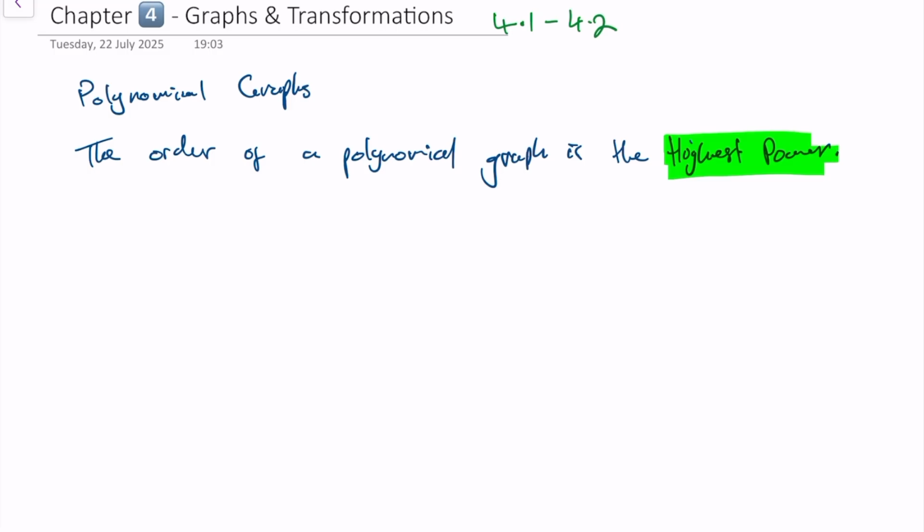Okay, so let's start off with chapter 4, graphs and transformations. Now this chapter is all about different types of graphs. We have cubics, polynomials, linear, quadratics, quartics, all those types of graphs, and how we can move them around and transform them. Today we're going to look at the very basics of the different types of graphs.